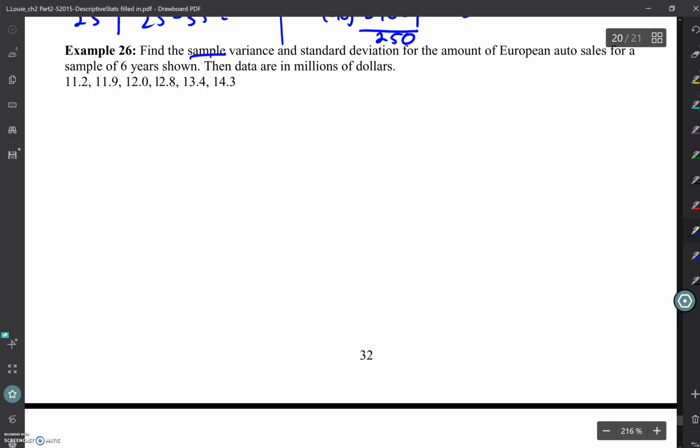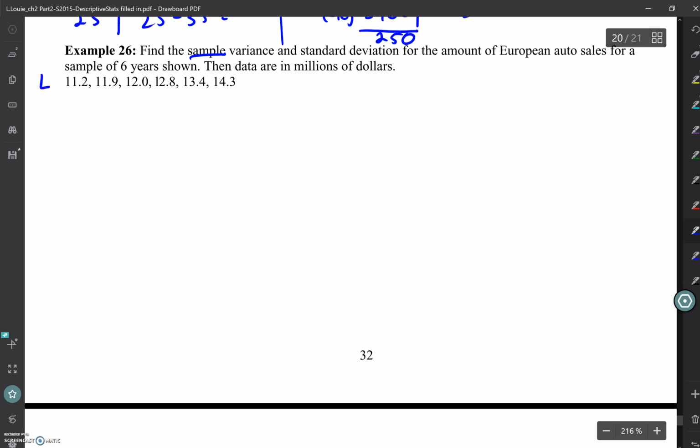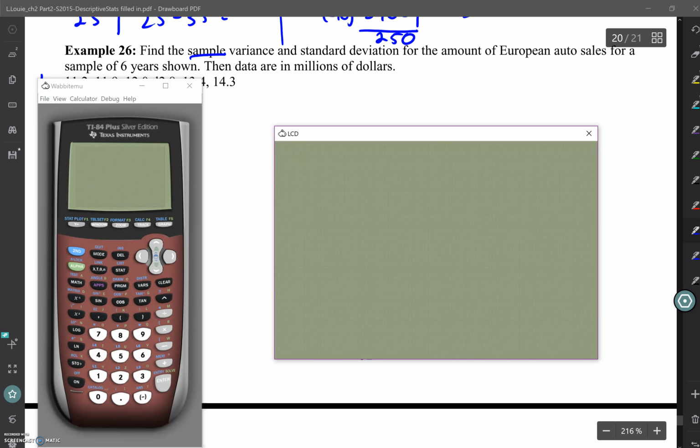I'm going to again find the sample, and this time they specifically told me sample, so I know what I'm working with. Variance and standard deviation for the amount of European auto sales for the sample of 6 years shown. The data are in millions of dollars. So for my calculator, I want to put all of this in, say, list 1. And we're going to run our favorite thing, which is 1-var stats on that list 1.